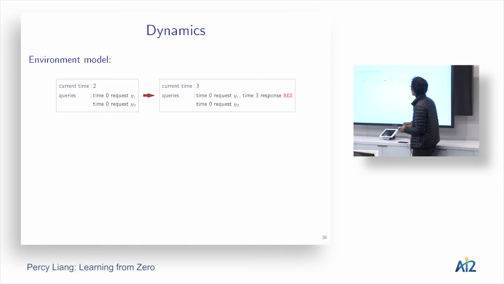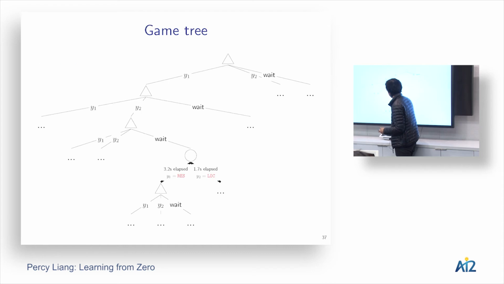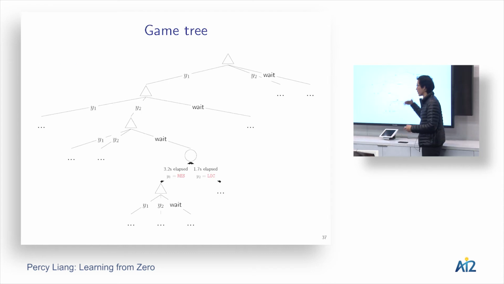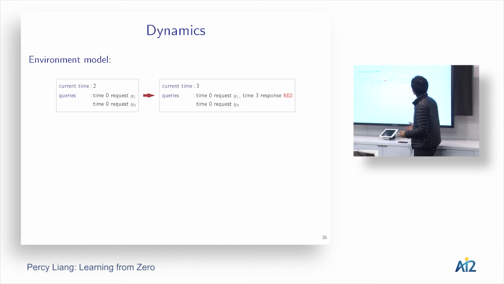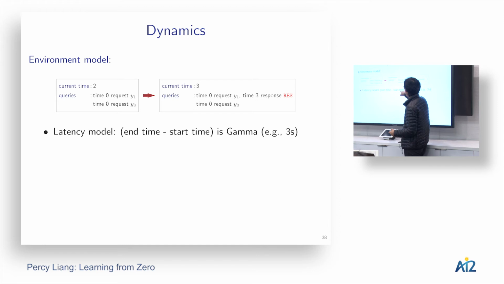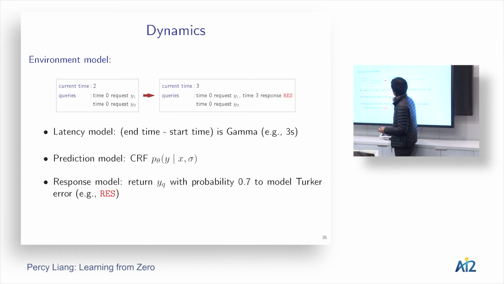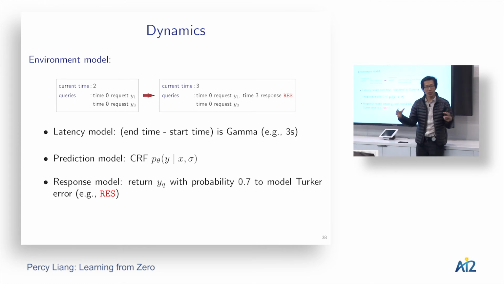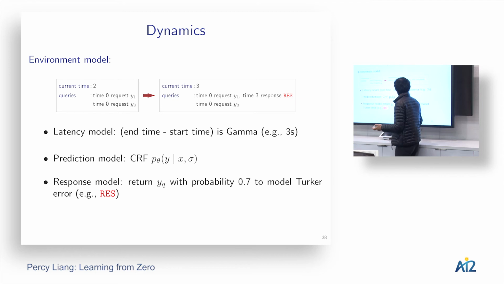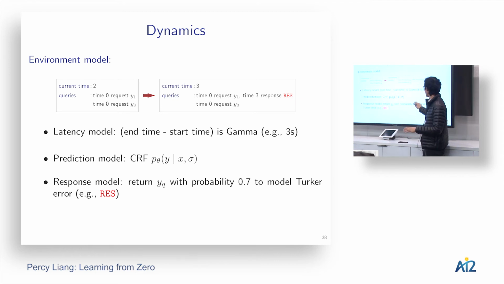Okay, so the environment model is basically a distribution over these states conditioned on what happens when you say wait. The first thing that happens is that there is some random time that we model as a gamma distribution. And then what is the label that comes back? The label that comes back is based on your CRF model. You have a base model that has some posterior belief over what the possible labels are. And then in addition, we assume that there's some Turker noise. So 70% of the time you get the right labels, 30% you get some crazy thing. Okay, so that's basically the model there.